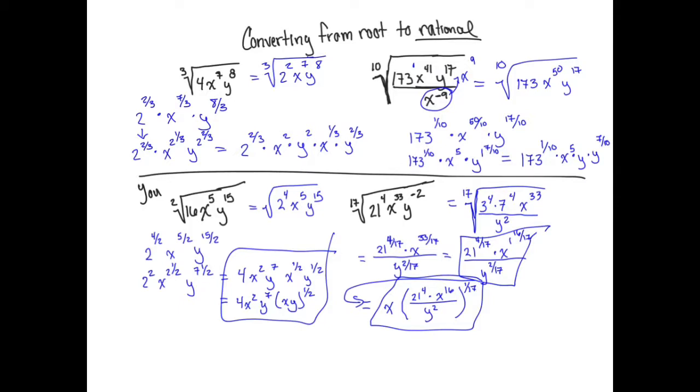In this case, with the 21, because it's 21 to the 4th, I know 21 breaks down to 3 and 7, so I could also write it as 3 to the 4th and 7 to the 4th. But since neither of those exponents is going to be divisible by 17, I just left it as 21. So I have 21 to the 4 over 17, x to the 33 over 17, and then we also had this negative 2 here, so we moved the y down to the denominator, so we have y to the 2/17 power.